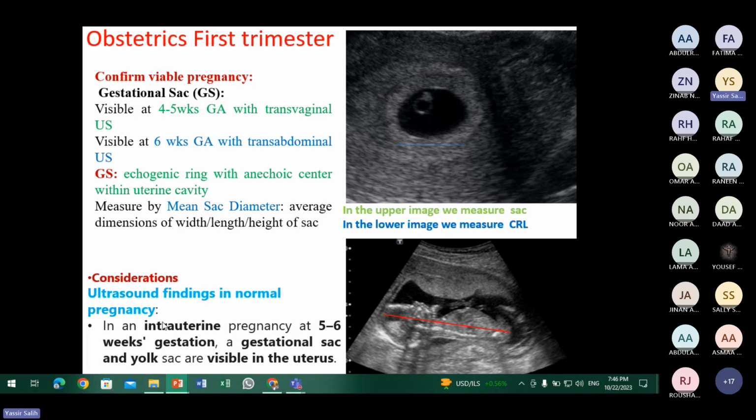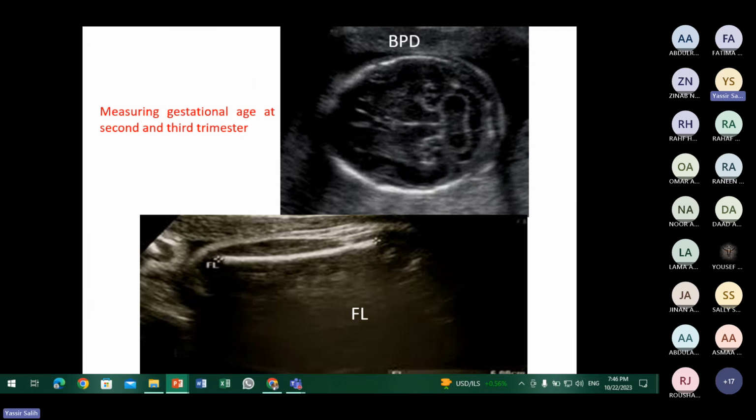As said here, an intrauterine pregnancy gestation sac can be seen at about 5 to 6 weeks, and the yolk sac usually next to the gestation sac within the uterus. Then after that comes the development of the fetus and all the organs, and there are other methods to assess or to estimate the gestational age.